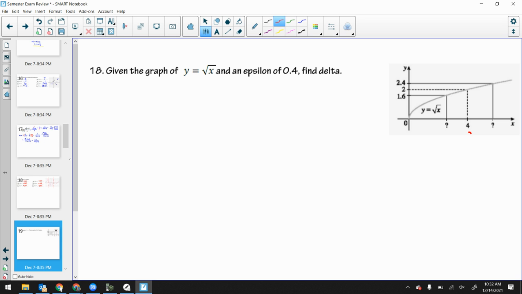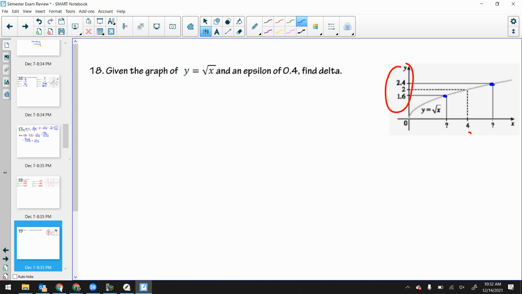The epsilon is 0.4, and you can see that right here, because it's saying, okay, I want my outputs to get within 0.4 of the actual value. If I want my outputs to get within 0.4 of my actual value, what do I need my inputs to be? How close to the actual value of 4 do I need to get? Well, I need to figure out basically this coordinate and this coordinate. Figure out what those x values are.